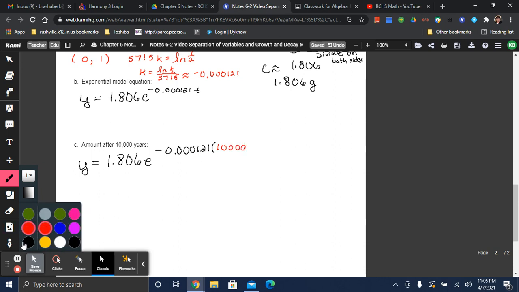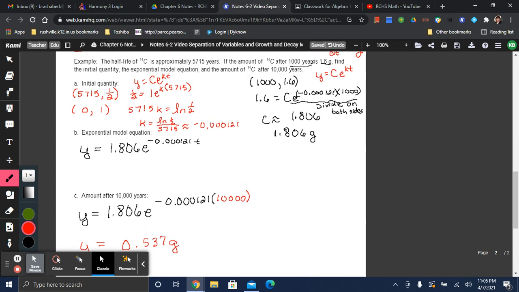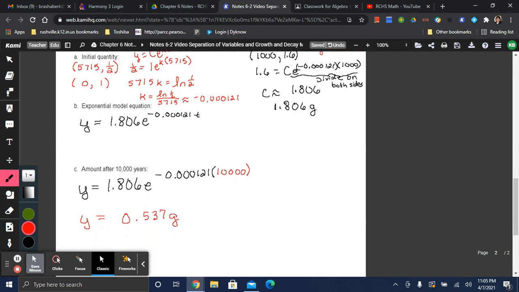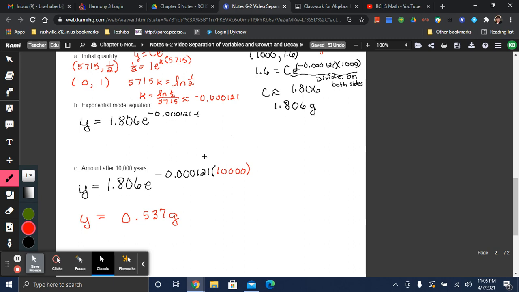And you can certainly use calculators. You'll need it all the way through on this. And so this is just a straight calculation. And so y would equal 0.537, and that would be grams. So notice that after 10,000 years, definitely more than half of this is gone. So, in fact, almost twice as much.